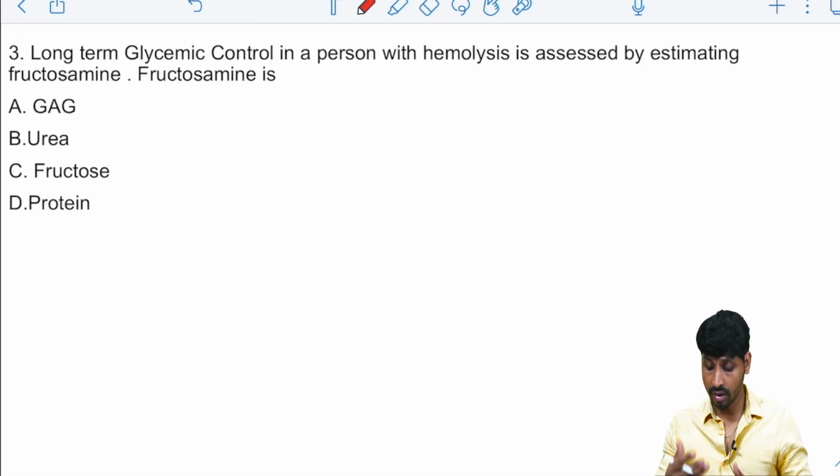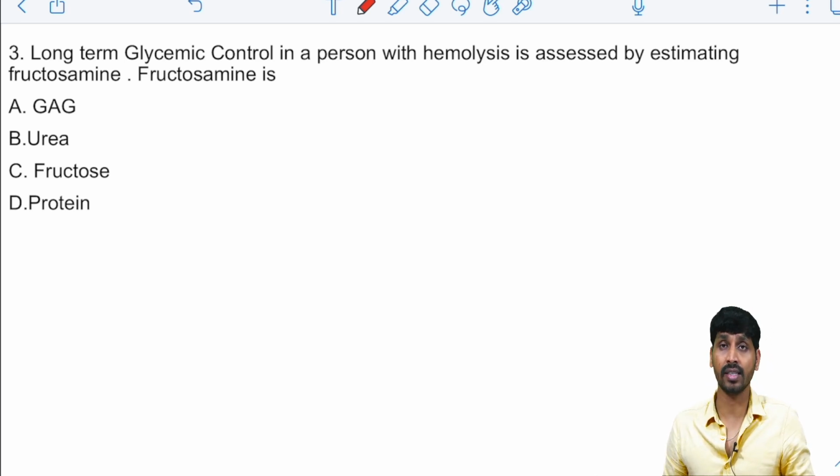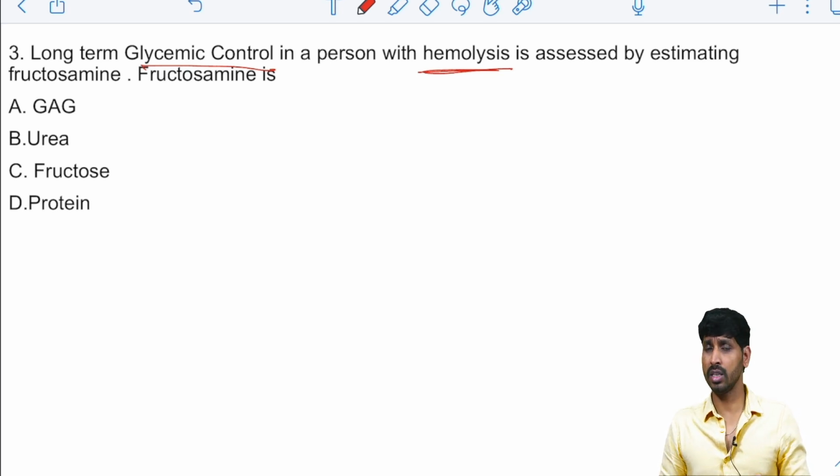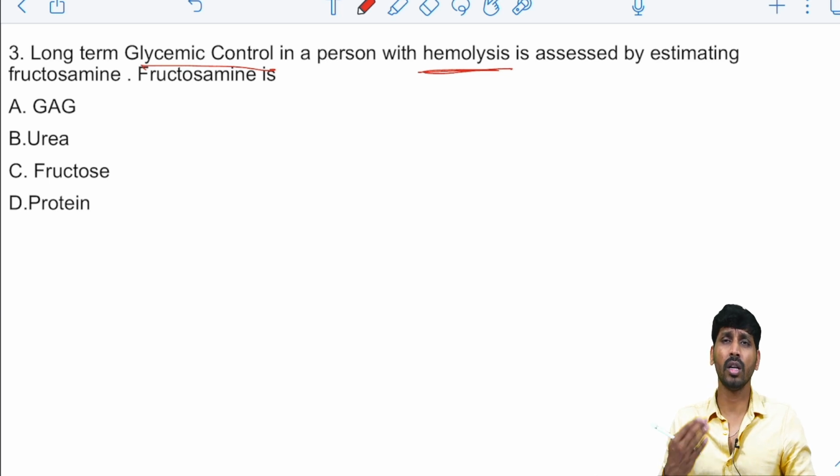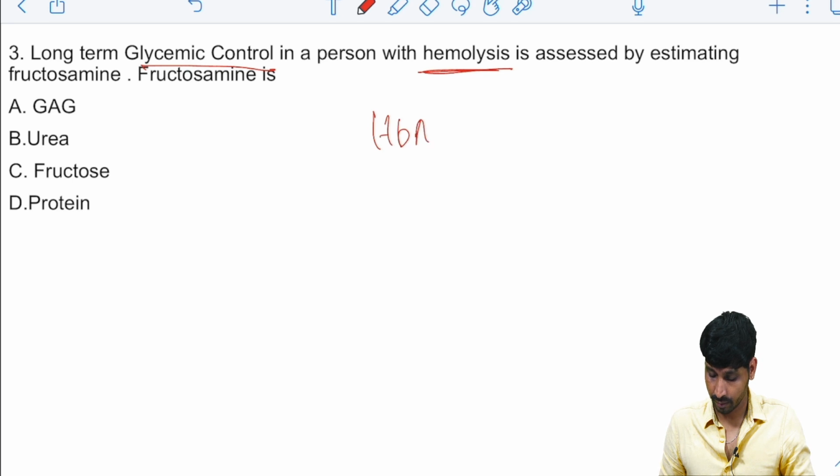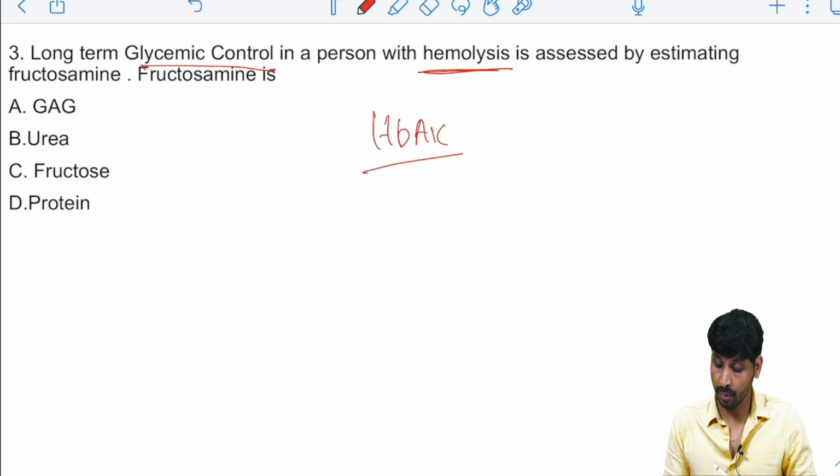So the third question: long-term glycemic control in a person with hemolysis is assessed by estimating fructosamine. Understand the keyword hemolysis, and glycemic control. Glycemic control in our body is assessed by fasting blood glucose level. Apart from that we have long-term glycemic control, that is HbA1c, glycated hemoglobin. But here the person is undergoing hemolysis. What do you mean by hemolysis? Rapid turnover of RBC, the RBCs undergoing quick destruction, more damage of hemoglobin. So how will HbA1c be a marker of glycemic control for the longer term? It cannot be. So in that condition, the alternative glycemic marker is fructosamine.